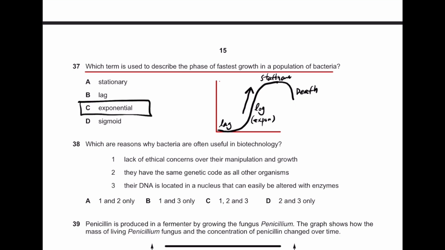Okay. Stationary shows no growth. Lag phase shows very slow growth. Exponential shows very fast growth. Sigmoid is the name of this graph, or the name of this shape of the curve, sigmoid. All right.